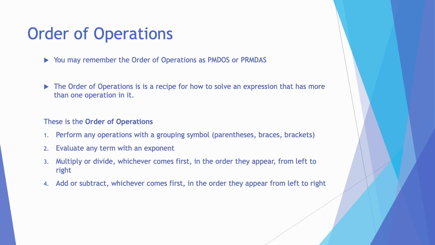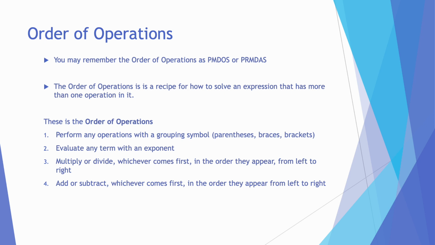The order of operations is a recipe for how to solve an expression that has more than one operation in it. If we did not have the order of operations, calculators and computers would not give you the same answer for the same expression with the numbers and operations. So we have to follow this recipe so that every calculator and computer would give you the same outcome.